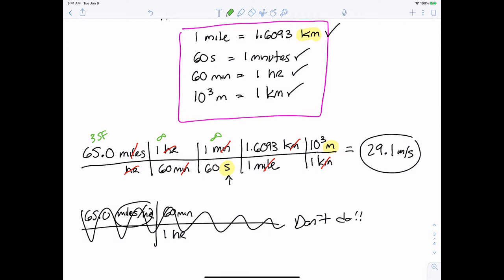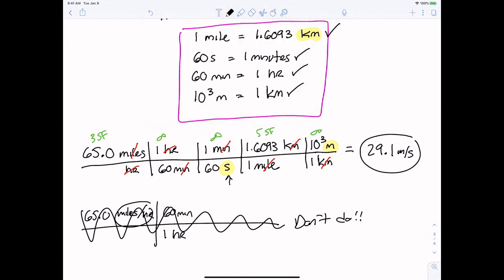So this one is between systems, so 1.6093 is actually 5 significant digits. And then the last one is within a system, so infinity. It's a horrible infinity sign. So of the green numbers I wrote down, 3 is the smallest, so I want 3 in my answer.